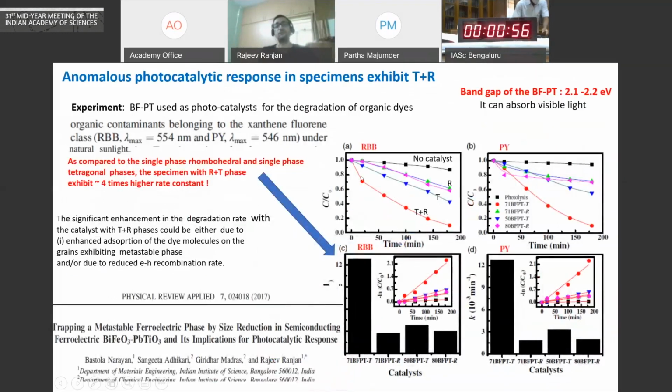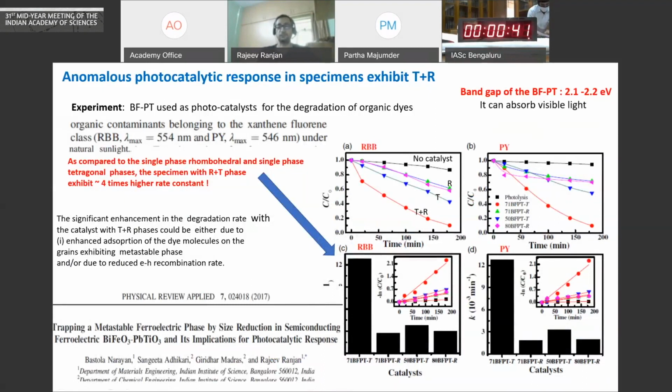And we found that the one which shows a coexistence of tetragonal plus rhombohedral ferroelectric phase has almost 4 times higher photocatalytic activity compared to the pure single phases of rhombohedral or tetragonal.